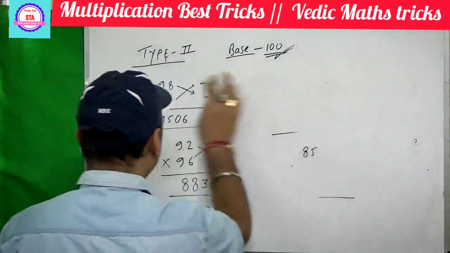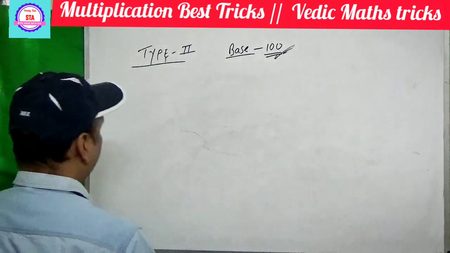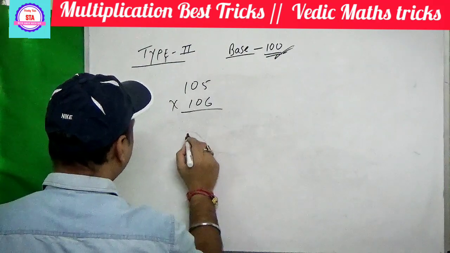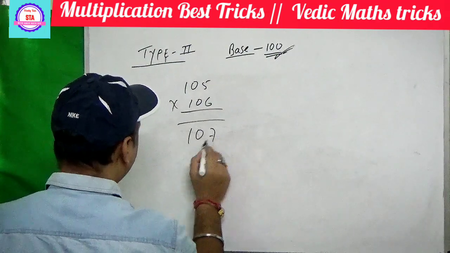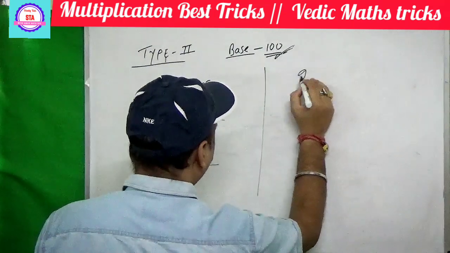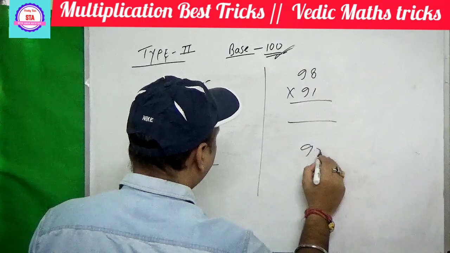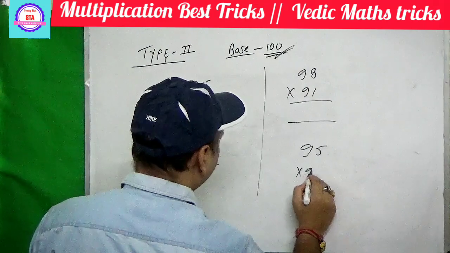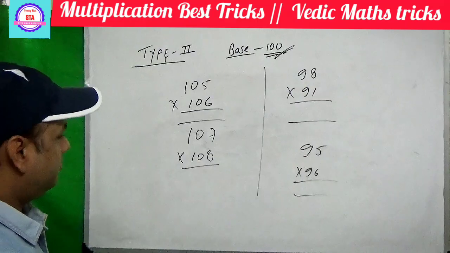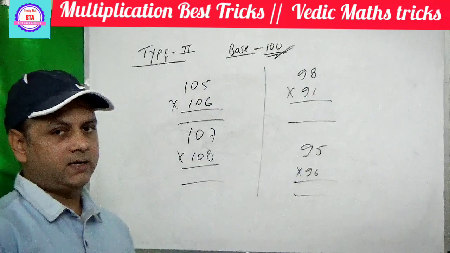I will give you some questions, and you should try them at home. That is 105 into 106, and 107 into 108, 98 into 91, and 95 into 96. Okay, now you can multiply these types of multiplication in just a few seconds. This one is your homework, you can try it.